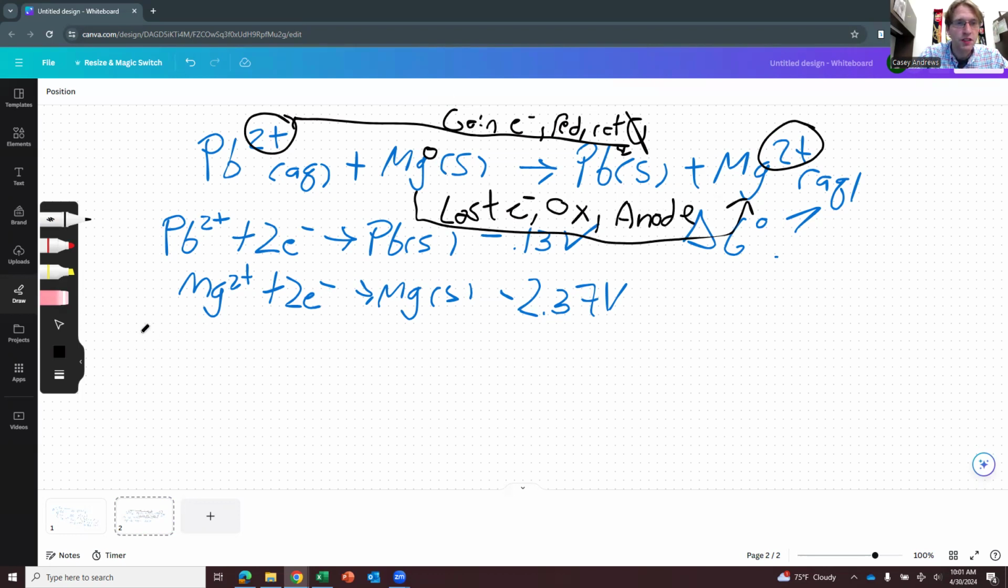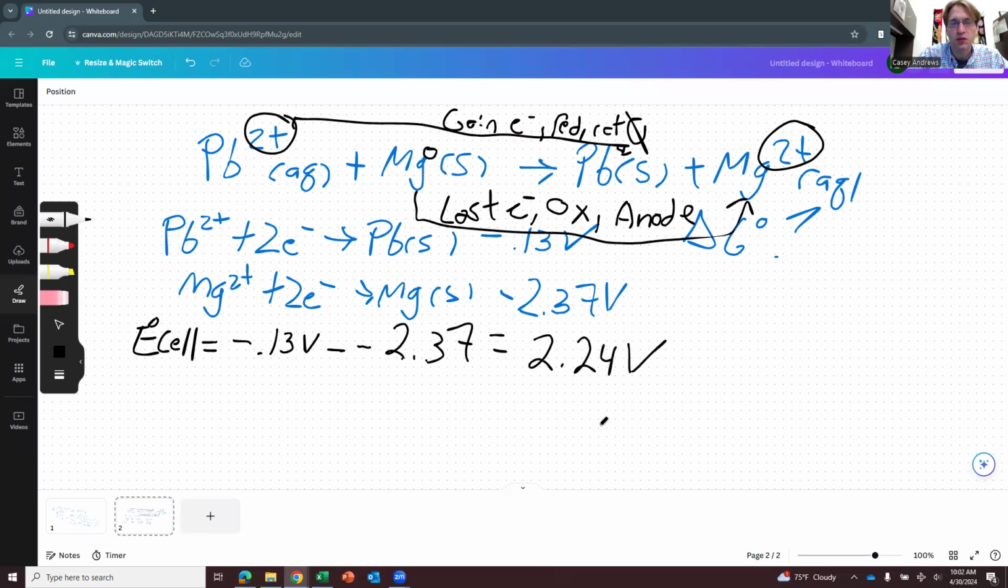So the first thing we want to do is calculate E cell for this reaction, which again is the reduction potential of the cathode, so negative 0.13 volts, minus the reduction potential of the anode, negative 2.37. So negative 0.13 minus a negative 2.37 is 2.24 volts. All right, so that's E cell. Now we have to find the number of electrons that are moving, n. Lead went from +2 to 0, so that's a change of 2 electrons. Magnesium went from 0 to +2, so that's also a change of 2 electrons. So n is simply 2.